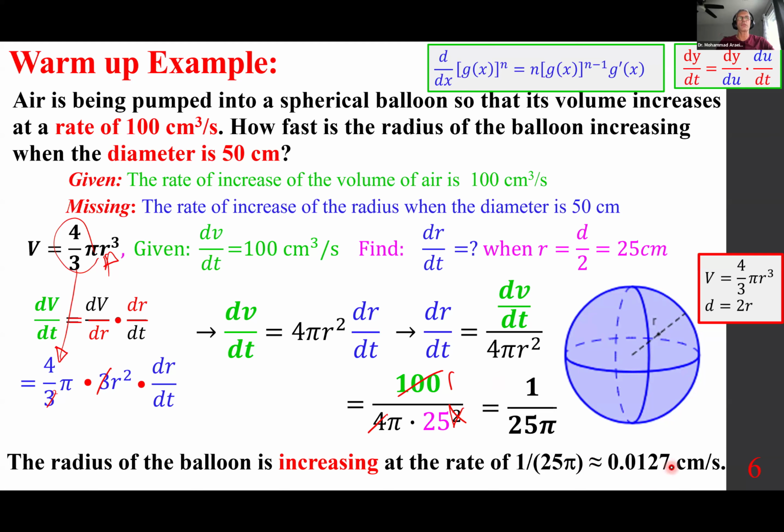A quick recap. Spherical balloon: we should know the volume and the radius, V is 4/3 pi r cubed. dV/dt is given, dr/dt is missing when r is half of 50, or 25 centimeters. As long as you differentiate, the rest is elementary algebra.